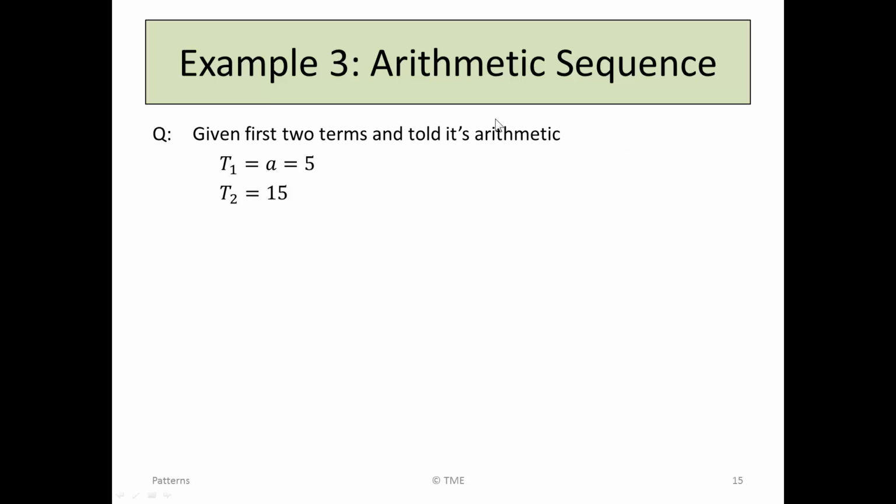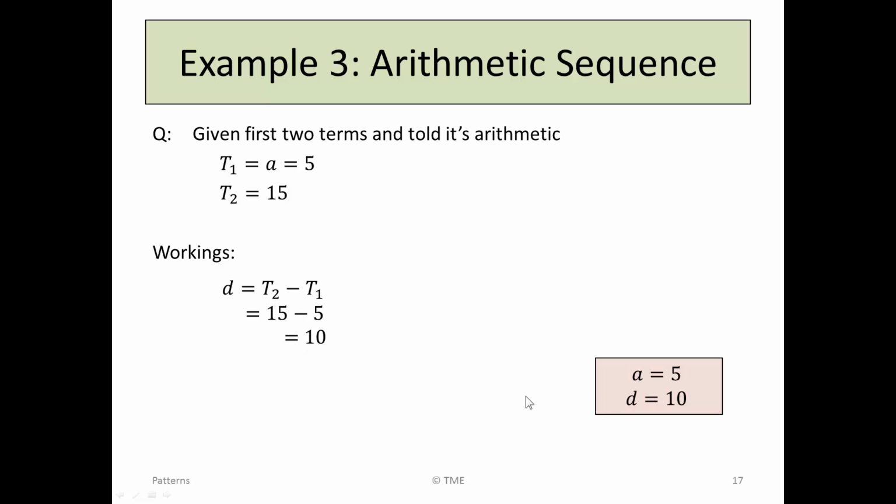Here's a slight variation on the question. You're given the first two terms of a sequence, and you're told it's arithmetic. So T1, which is A, is 5 and T2 is 15. Remember, you're told it's arithmetic. Given that it's arithmetic, there's a common difference between the second term and the first term. So D can be found from T2 minus T1. We know T2 to be 15. We know T1 to be 5. So 15 minus 5 is 10. D is now 10. So we now know the value of A, the first term, and D, the common difference, and we can solve any questions we wish with that.